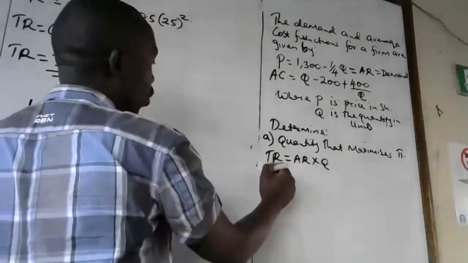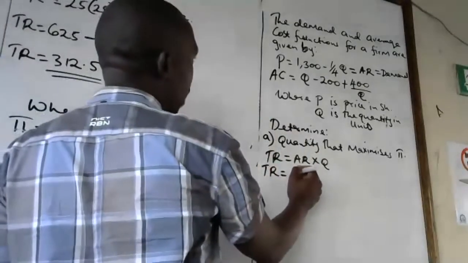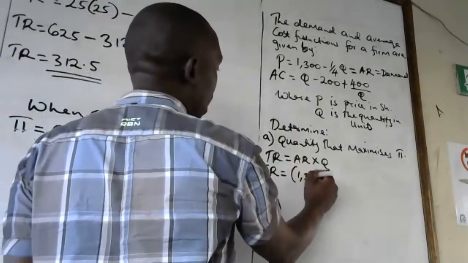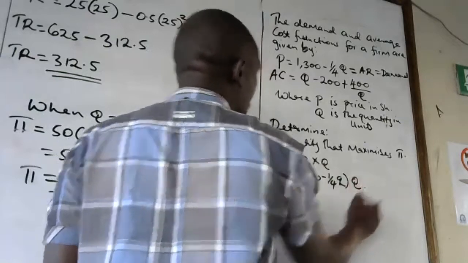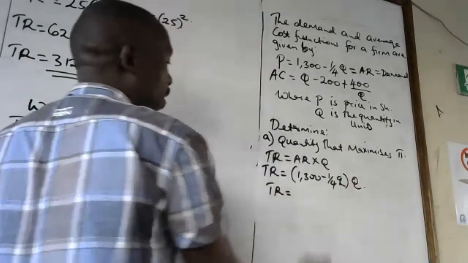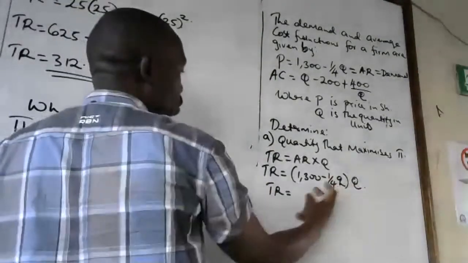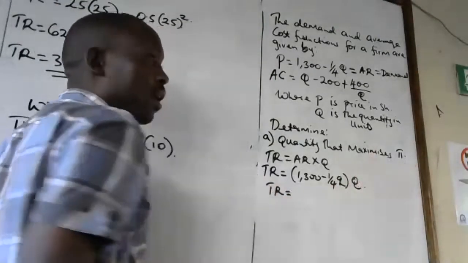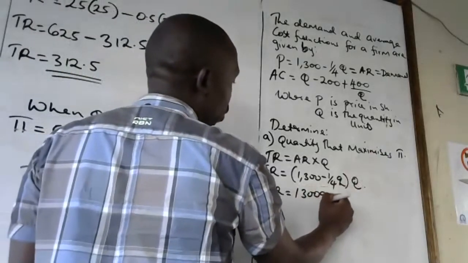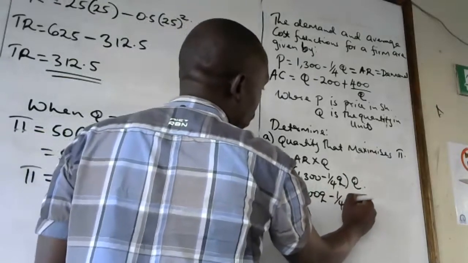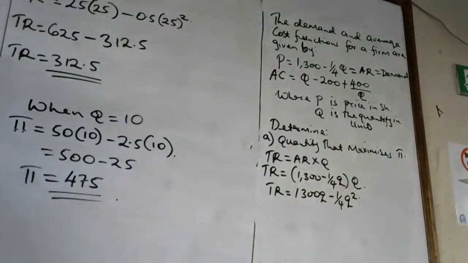So our total revenue can comfortably be found by multiplying the price function, which is 1300 minus 1 over 4 Q, by Q, so that we can arrive at the total revenue function. So in this case, we open the bracket by multiplying everything by Q. You find that going to be 1300 Q minus 1 over 4 Q squared. That is the total revenue function.